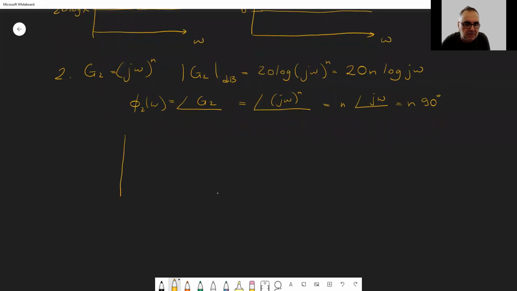Now think about it. We are talking about j omega. This is the real axis. This is the imaginary axis. What is j omega? j omega is something like this when n is equal to 1. What is j omega squared? j omega squared is j squared times omega squared. It's simply minus omega squared, isn't it? So it is something like this. And j omega cubed is something downward. And j omega to the fourth is in this direction.